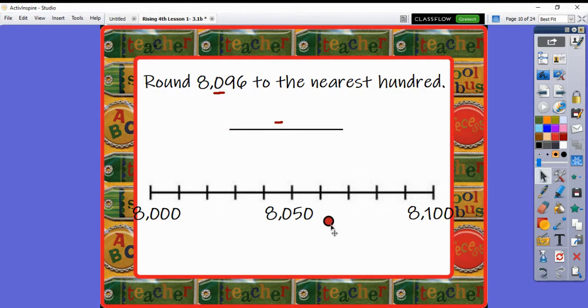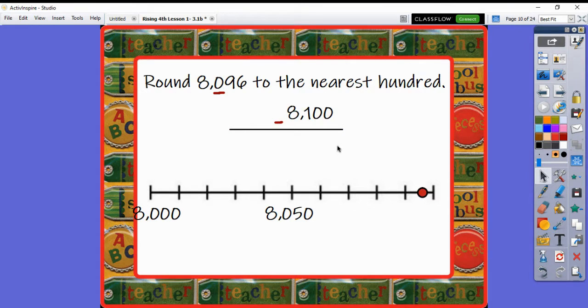And then I need to think about 8,096. Is that going to be a number that comes before 8,050 or after 8,050? So, wow, that's just 4 away actually from 8,100. It is super close to that. So if I were rounding or estimating, that is the number that it would be closest to.